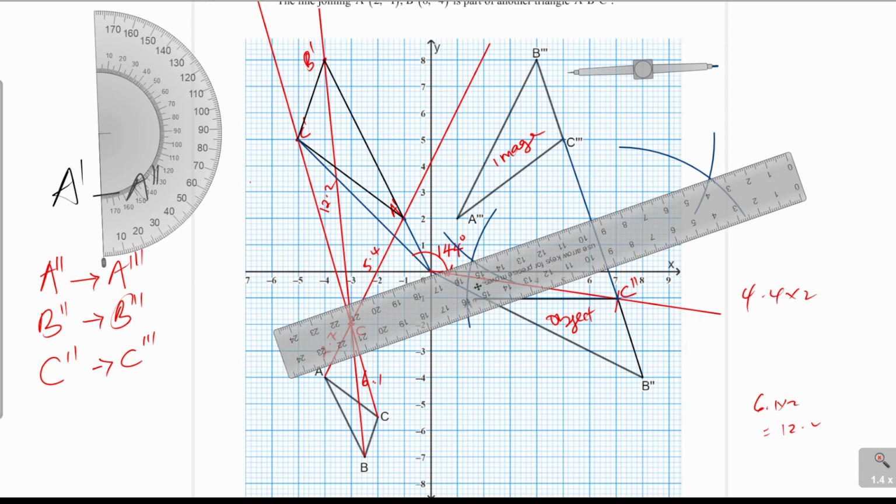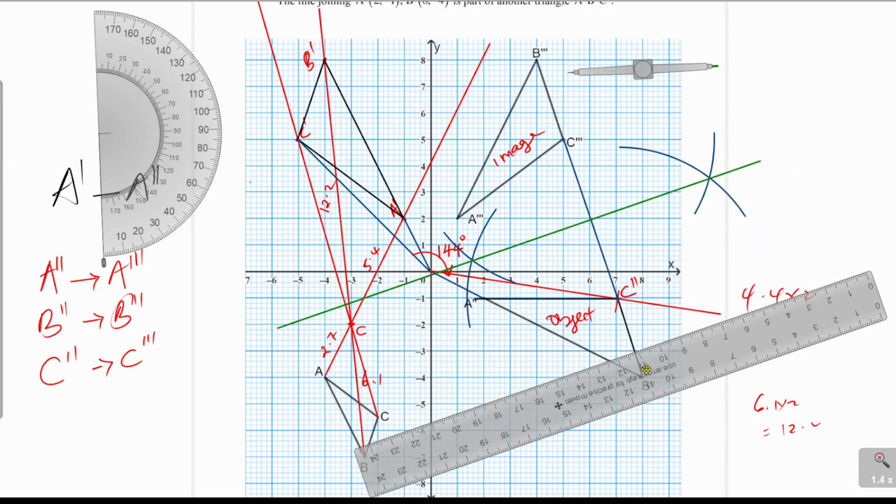That. So now join. Draw it like that. So that is the mirror line. So use the properties of reflection, that the object and the image are supposed to be equidistant from the mirror line. Let me check whether I've drawn it in the right way. I think there is a slight error. The way I've joined, let me join it again.